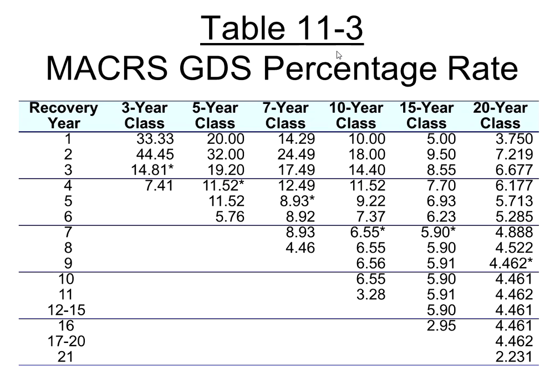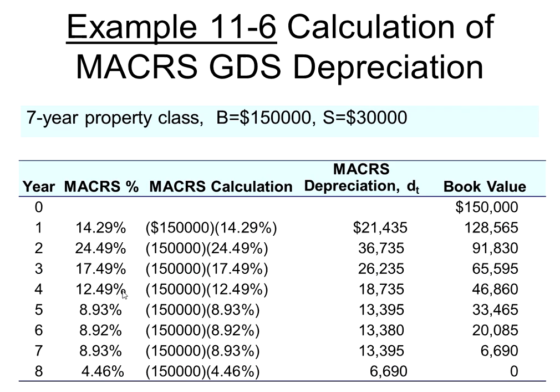This is table 11.3, and here 14.29, 24.49, and so on. Ending was 4.46. These are the rates that we took from this table, and we're going to use them in our example. So these are the rates that we just took from that table.